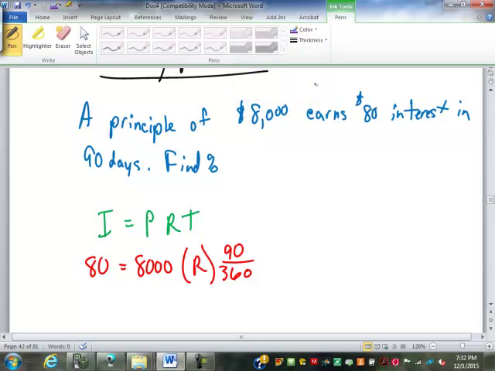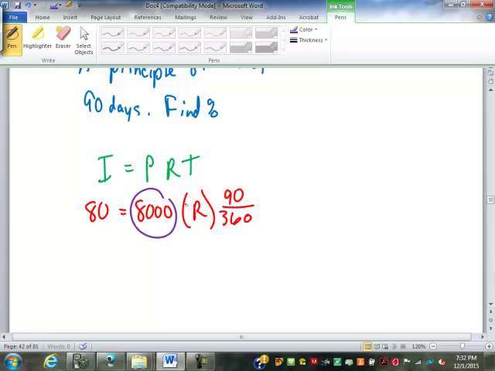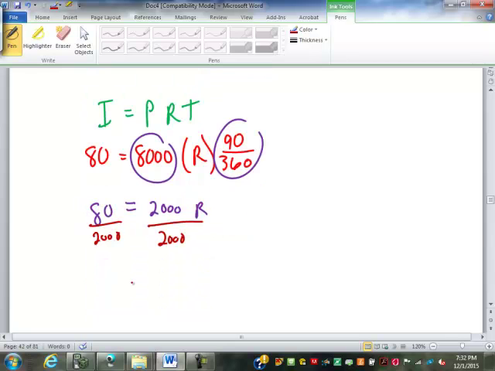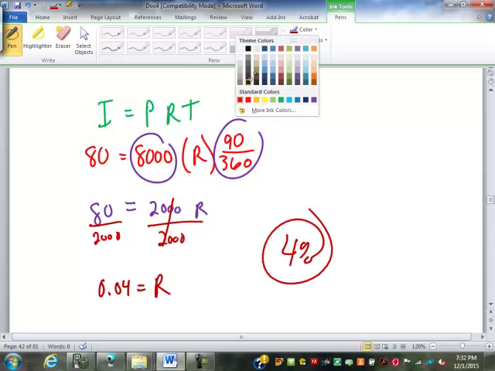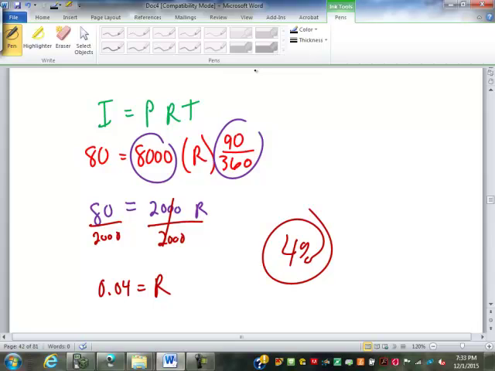So our first step here is going to be to combine 8,000 with the 90 over 360. So it'll be 8,000 times 90 divided by 360 is 2,000. And then we will divide by 2,000, which will give us 0.04 equals R. So that's 4%. And it may be one of the other components that's missing, either the time or the amount of the principal.